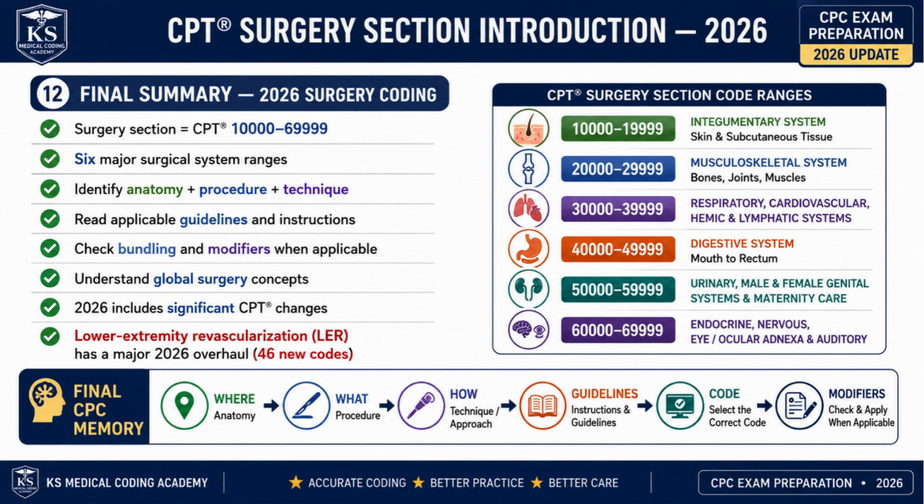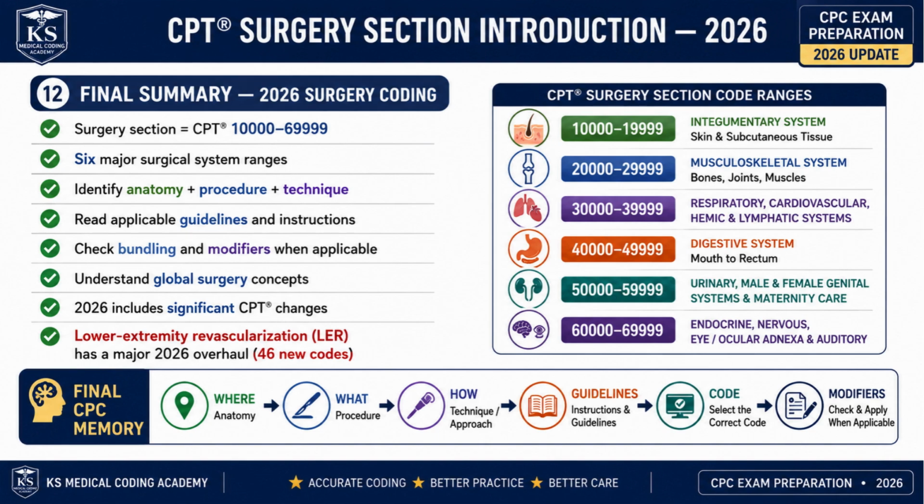Let's conclude our introduction to the CPT Surgery section for 2026. The surgery section covers CPT codes 10,000 through 69,999 and is organized into 6 major surgical system ranges. When approaching a surgical coding question, first identify where the procedure was performed, the anatomy or surgical site. Next, determine what procedure was performed, and then identify how it was performed, including the documented technique or approach. Before finalizing a code, always review the applicable CPT guidelines, instructions, parenthetical notes, and coding conventions. Also consider bundling and modifiers when they are applicable.